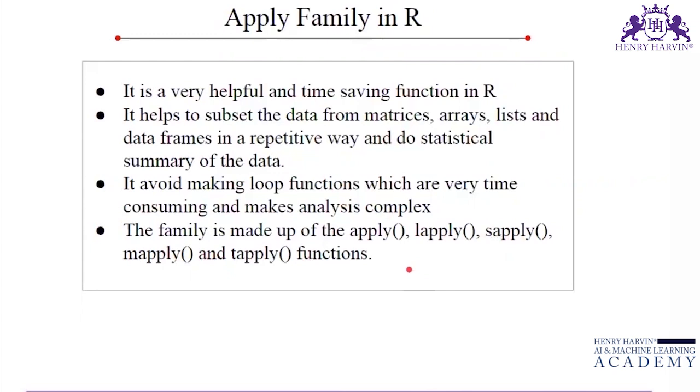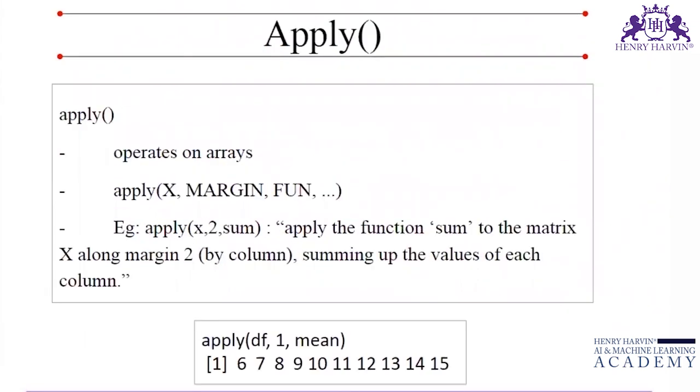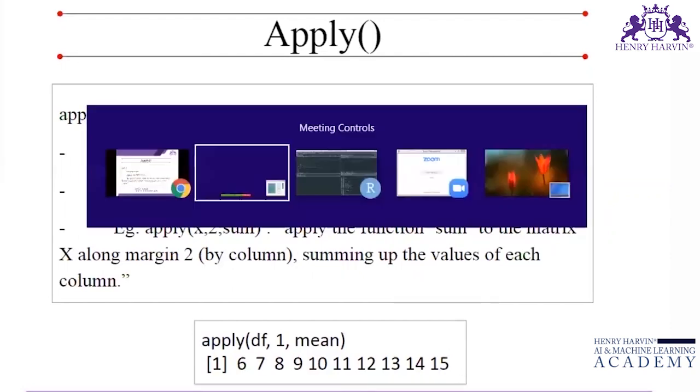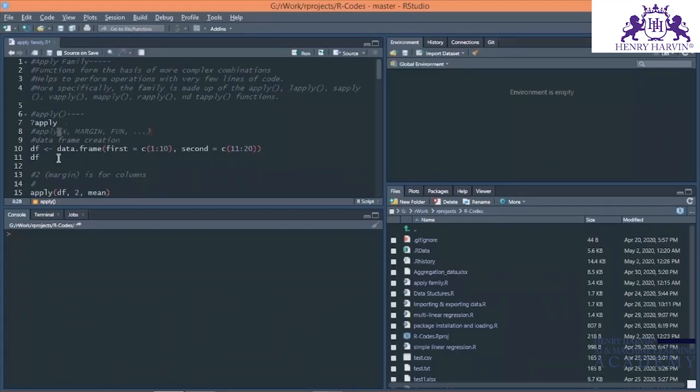So let's start with the apply function first. The apply function operates on arrays, data frames, or matrices and returns vectors or a list of values. The function we use is apply, within the brackets x, then comma margin, then comma function. What it says is apply the function to the column or row, which is the margin here, and x is the data frame on which our function will be applied. Let's go to R and check how to apply this function.